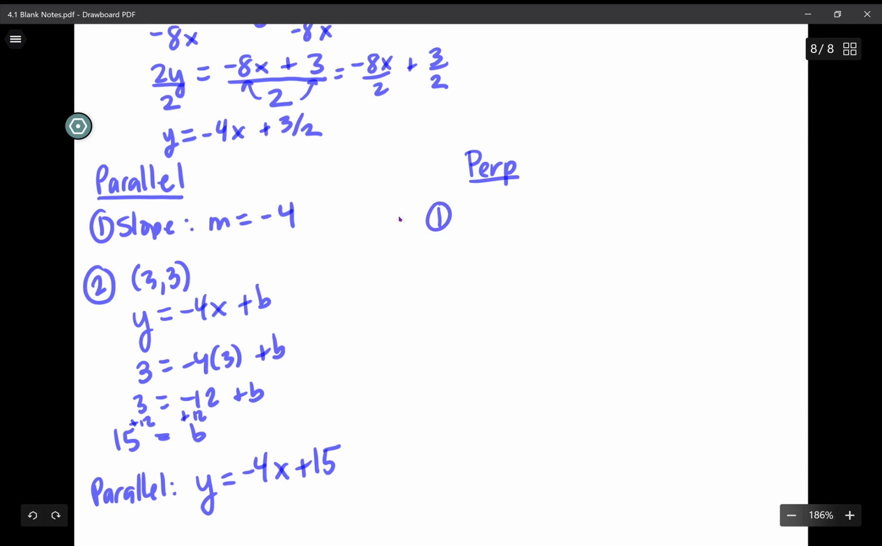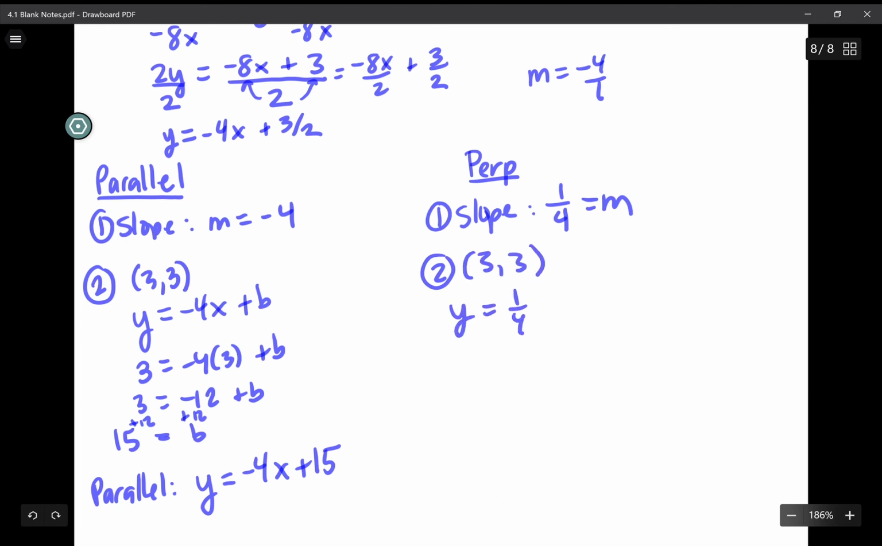All right, let's do the perpendicular one. What's the slope? Well, this has a slope of negative 4 over 1, right? So the inverse reciprocal of that is going to be positive 1 over 4. So my new slope is positive 1 over 4. And I'm still going to use the point (3, 3). y equals 1/4 x plus b, plugging in 3.